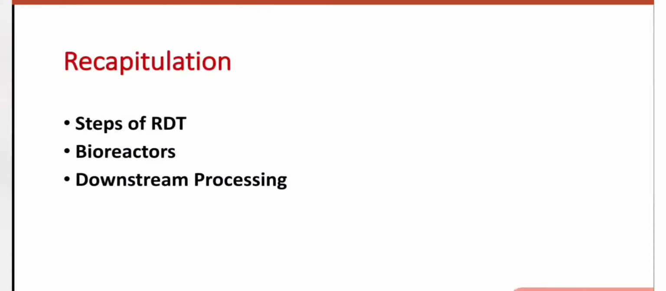Let's recapitulate what we have done today. We have done the steps of the recombinant DNA technology, which involve the isolation of the desired gene, cutting of the gene to get the fragments. Then these fragments are run on the electrophoretic gel. A desired DNA or the gene is eluted out. Then this eluted DNA is ligated with the vector molecule and inserted into the target cell by the process of transformation.